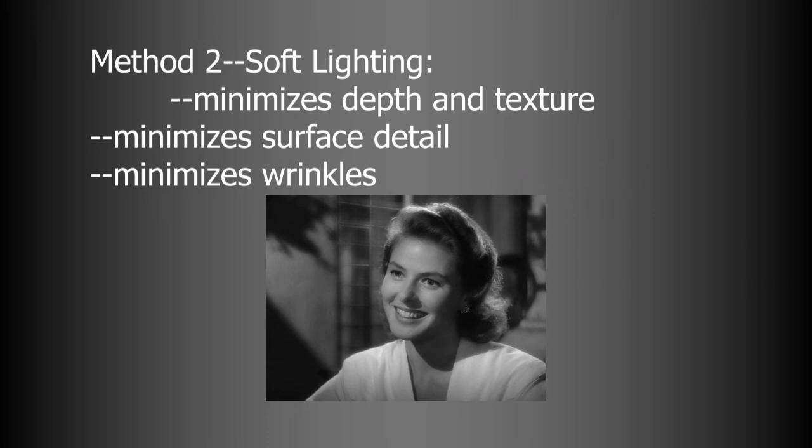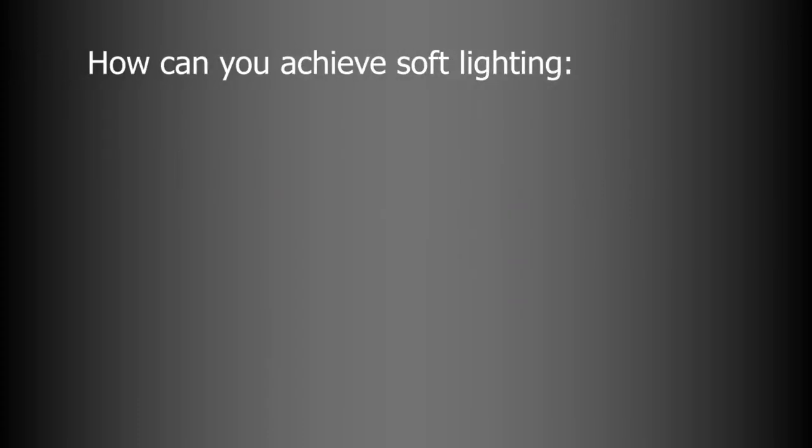Well, how can you achieve this soft lighting? There's a few ways that you can do that. One is to simply do your 3-point lighting, but have your fill light cranked all the way up so that it erases the shadows. That would be flat lighting, and that will give you a softer lighting appearance.